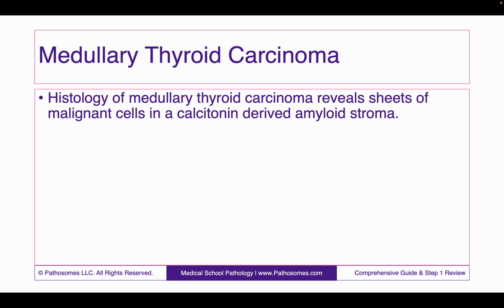Histology of MTC, medullary thyroid carcinoma, reveals sheets of malignant cells in a calcitonin-derived amyloid stroma. So if you're asked, what is that amyloid stroma derived from? You know it's calcitonin.